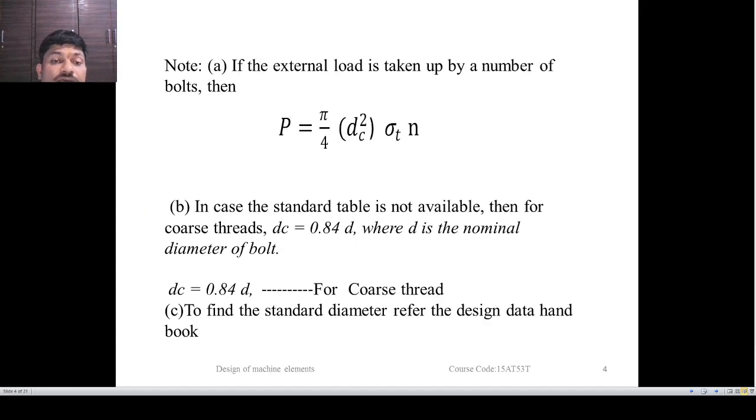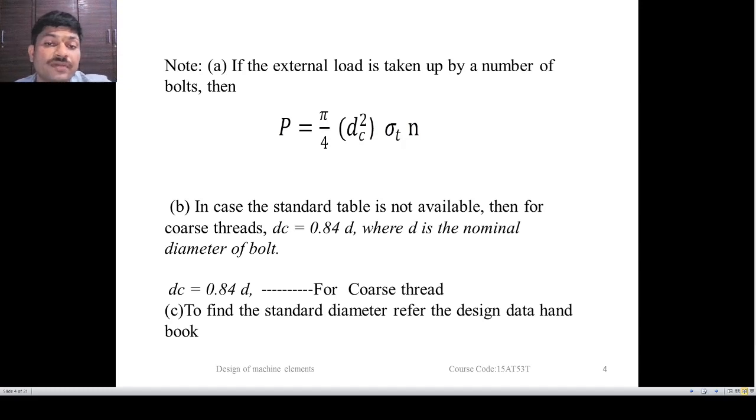Before that, you have to remember some very important notes for design purposes. First, when the external load is taken up by a number of bolts, the equations given for the tensile load or shear load are for one bolt. For a single bolt, we write P is equal to pi by 4 dc square into sigma t for the tensile load, and Ps is equal to pi by 4 d square into tau for the shear load. If there are n number of bolts, it is simply multiplied by the number of bolts, small n, and we get the total load P is equal to pi by 4 dc square into sigma t into n.